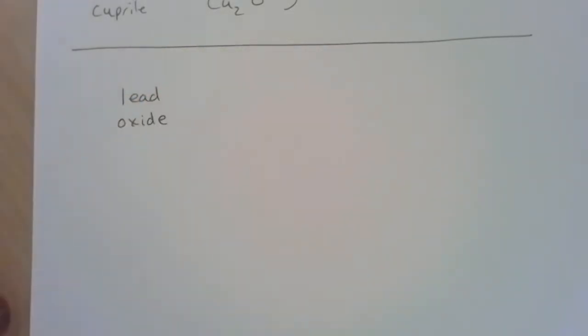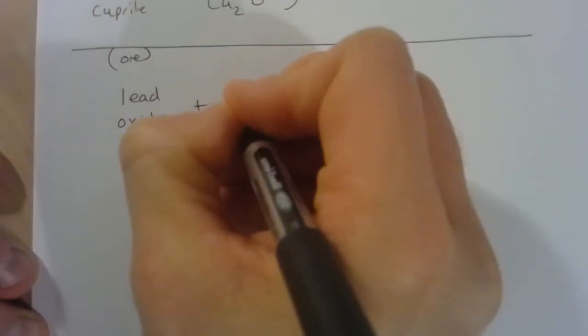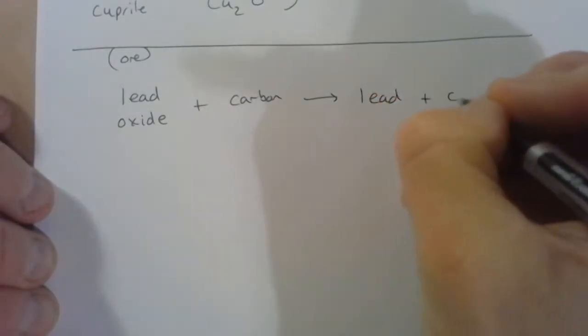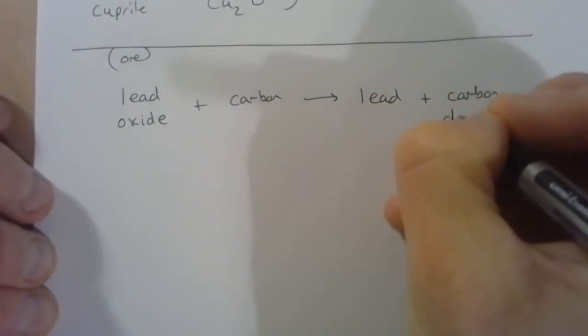So let's have a look at how we could extract lead from lead oxide. Most lead ores are actually not oxides, but this is a good example. So lead oxide we can think of as being an example of an ore. Now, if lead oxide is heated with carbon, a chemical reaction takes place that produces lead and carbon dioxide.